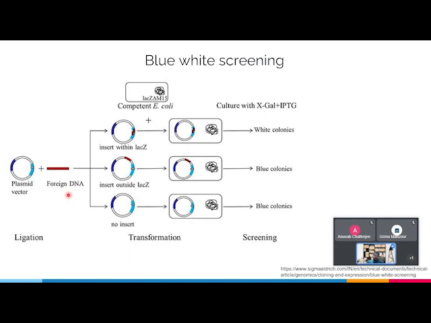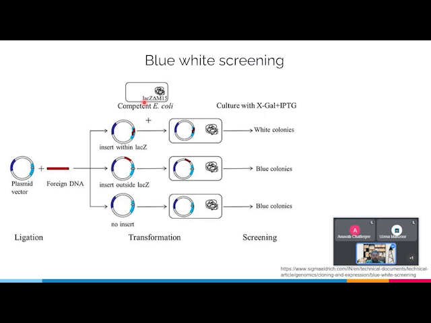What you do is use a special type of E. coli strain, the competent E. coli strain. What happens here is the E. coli has the LacZ gene. The LacZ gene produces the enzyme beta-galactosidase, which breaks down beta-gal, and this is the only function of the LacZ gene.